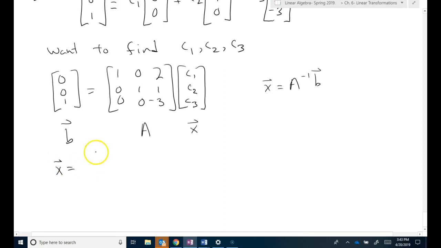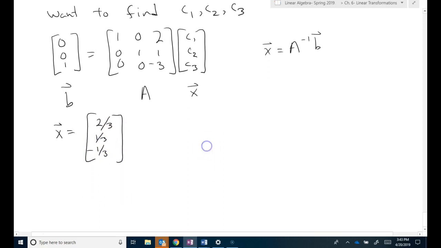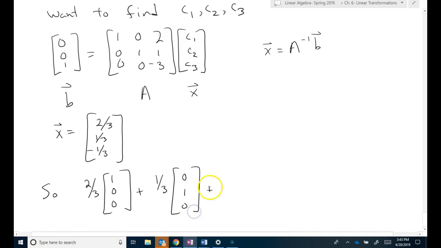X will be (2/3, 1/3, -1/3). So 2/3 times (1, 0, 0) plus 1/3 times (0, 1, 0) plus -1/3 times (2, 1, -3) will equal (0, 0, 1).